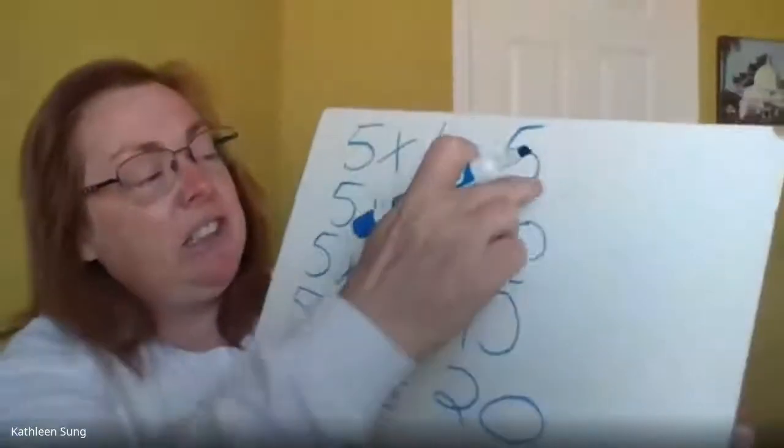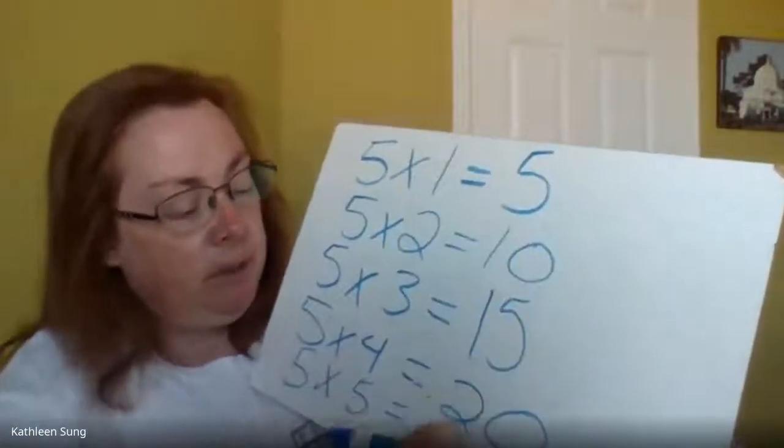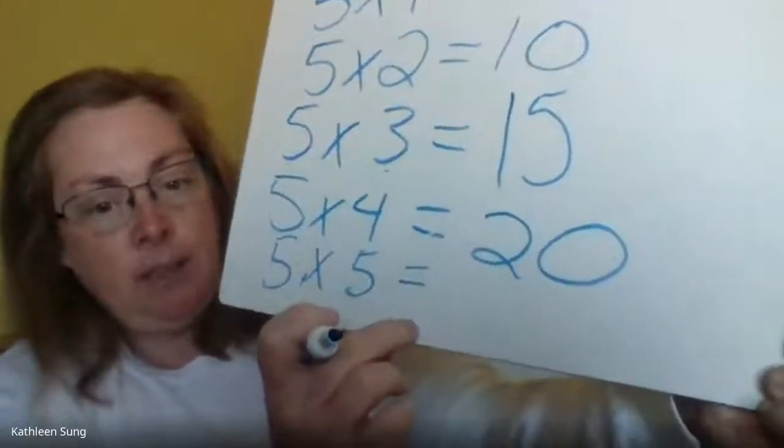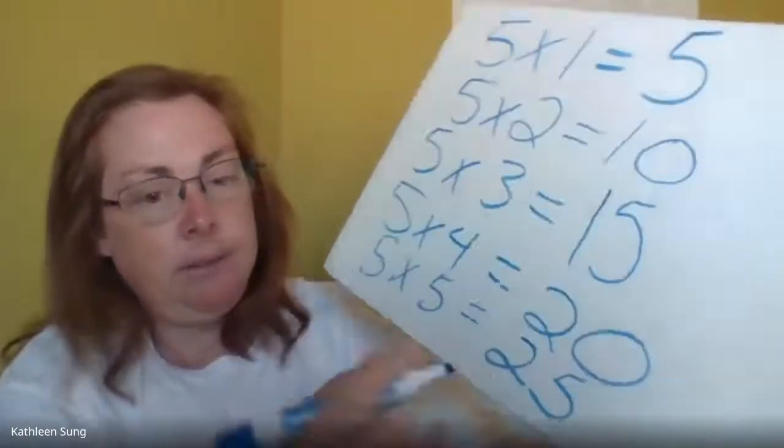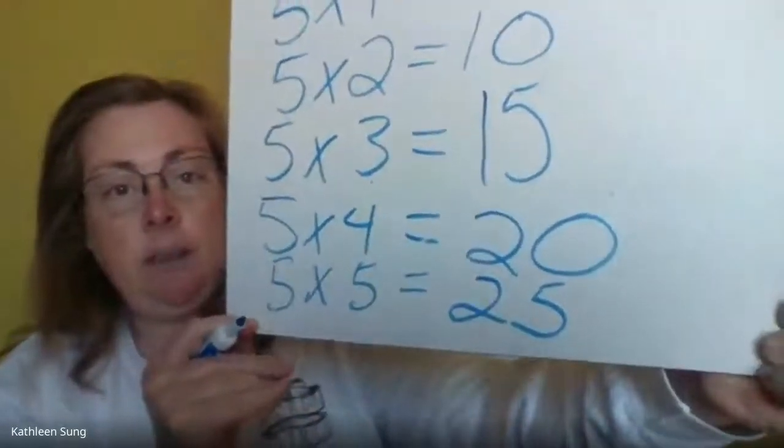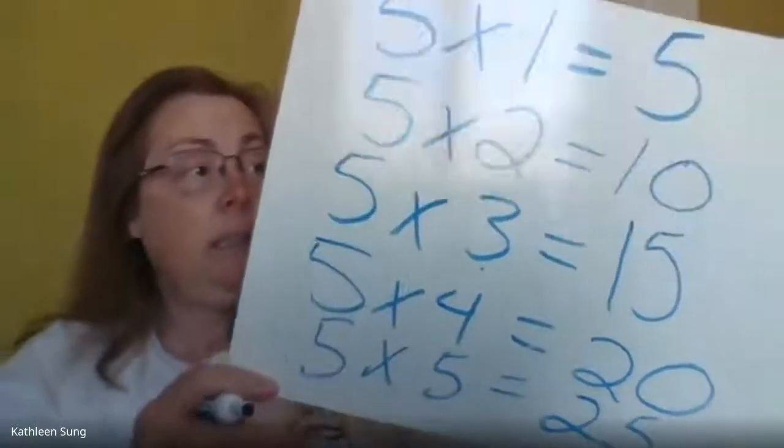And you're back, or you never went away. All right, so 5, 10, 15, 20. 5 times 5, if we continue that pattern, is going to be 25. Okay, so it's pretty straightforward, and you will get it as long as you practice it.